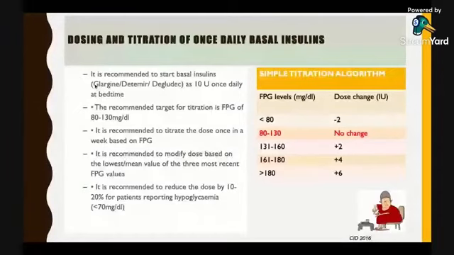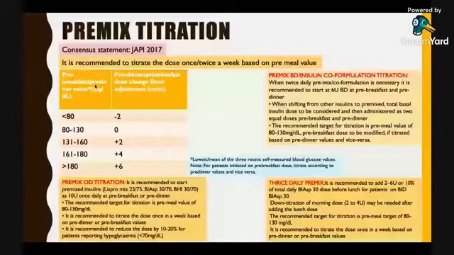Now, if you look at the premix titration, what we do is we measure the pre-breakfast and the pre-dinner values. These are at least the two values we need to check. Based on the pre-breakfast value, we will change the pre-dinner dose, and based on the pre-dinner values, we will change the pre-breakfast dosing. Again, the regimen is very simple. Less than 80, minus 2; 80 to 130, no change; 131 to 160, plus 2 units; 161 to 180, plus 4 units; and more than 180, plus 6 units.